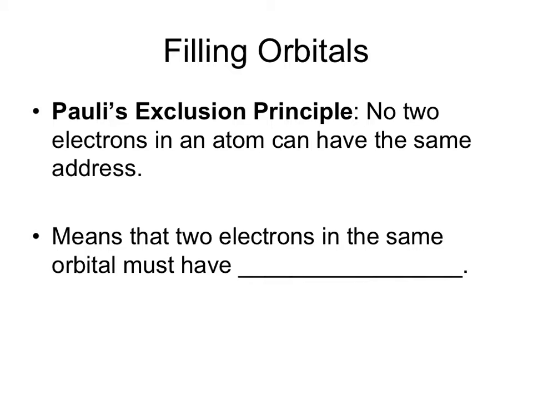So just some people that were addressed in the packets we've been working on, and you want to make sure you know what their contributions to this model are. Pauli and his exclusion principle says that no 2 electrons in an atom can have the same address. What that means is that they have to have opposite spins. Okay?